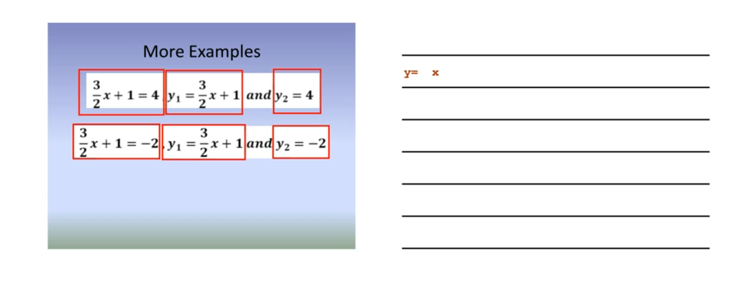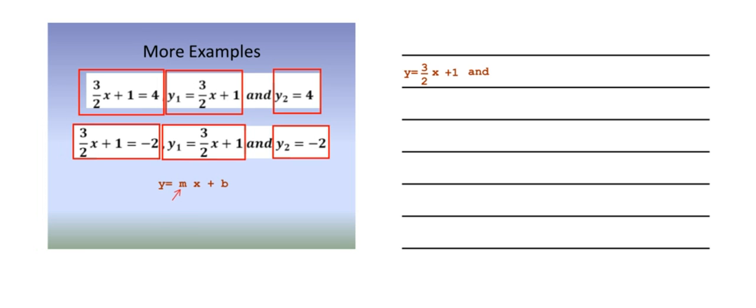So, let's try our expression or first equation, the one that has 3 halves x plus 1. And from just looking at the plot, we'll try the y equals 4 and y equals negative 2 in a minute. But for now, let's stick to the y equals 3 halves x plus 1. And realize that y equals mx plus b. That's the slope-intercept form of our linear equations.